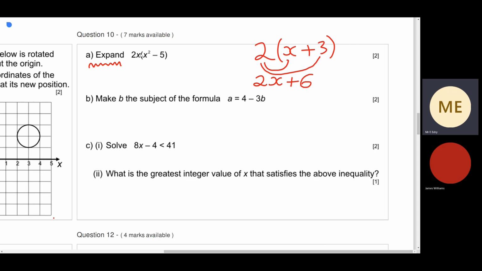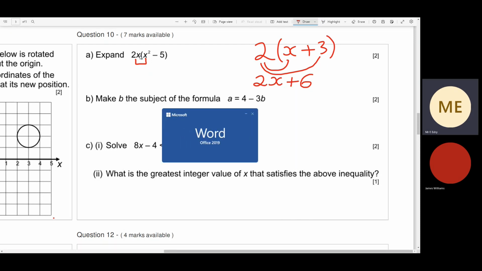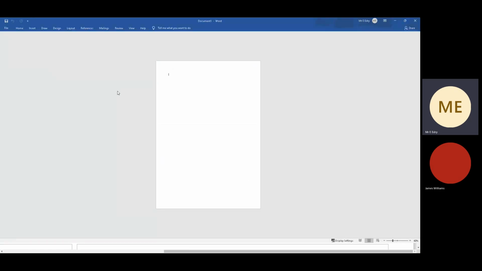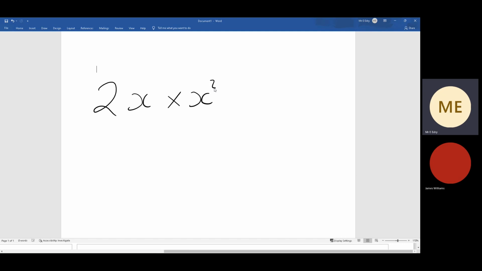So if I wanted to expand this, I would need to do 2x times x squared first. So do you remember what 2x times x squared would be? So 2x times by x squared, we can imagine that as, I'll just draw it on the board now. If I had 2x times x squared, so let's have a look at that. 2x times x squared, so it's not quite 4x squared. That would be, 4x squared would be if you had 2 times 2x, right? So what have we got here? Yeah, 2x times x squared.